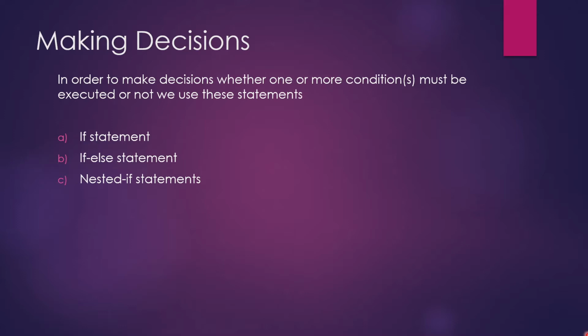Today, as you can see on my screen, we are going to talk about how to make decisions while writing batch scripts. In order to make decisions whether one or more conditions must be executed or not, we use these three statements. First is the if statement, second is the if else statement, and third is nested if statements.